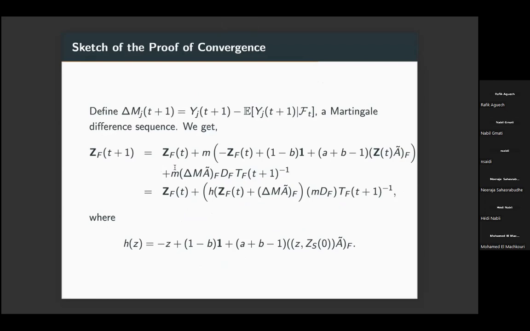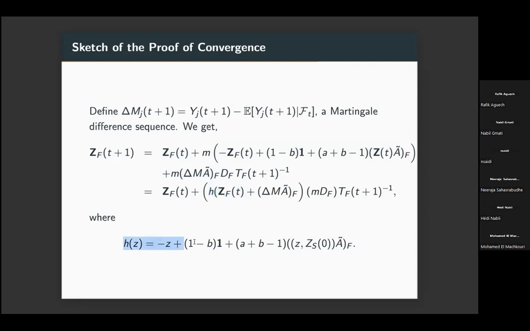Okay, and this is what it looks like. The fraction of balls across urns 1 to F at time t plus 1 is just the fraction of balls across urns 1 to F at time t plus all of this. This comes from the reinforcement part. And now this can be written nicely as a martingale difference and some function h.